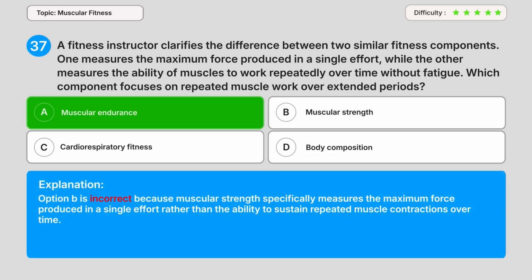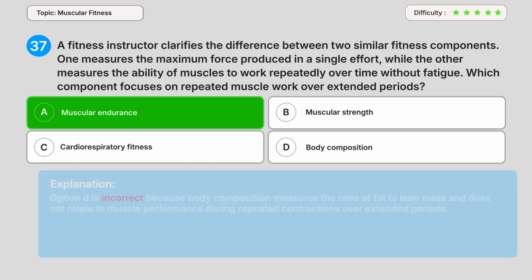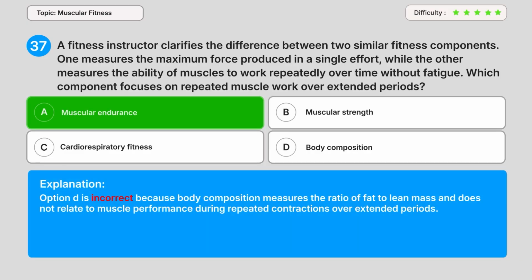Option B is incorrect because muscular strength specifically measures the maximum force produced in a single effort, rather than the ability to sustain repeated muscle contractions over time. Option C is incorrect because cardiorespiratory fitness focuses on the heart and lungs supplying oxygen during aerobic activity rather than specific muscle group endurance over time. Option D is incorrect because body composition measures the ratio of fat to lean mass and does not relate to muscle performance during repeated contractions over extended periods.